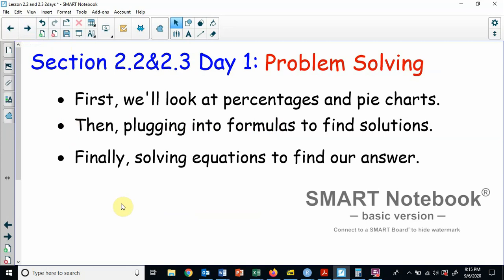So the first day we're going to just look at three different varieties. We're going to look at percentages and pie charts. Then we're going to look at when we give you formulas, how you plug into them and find solutions. And then finally, we're going to look at when you have equations, how do you solve things to find your answers. So let's jump into examples and we'll learn through our examples, okay?